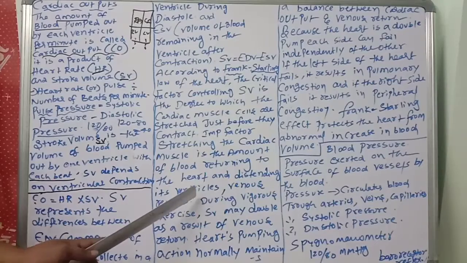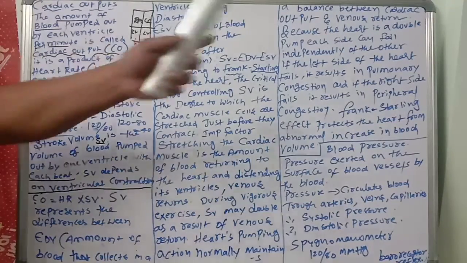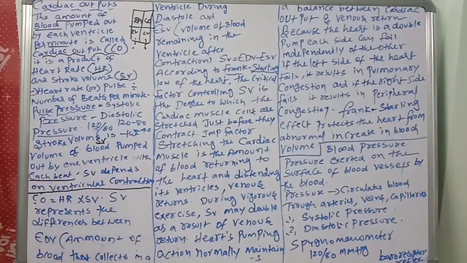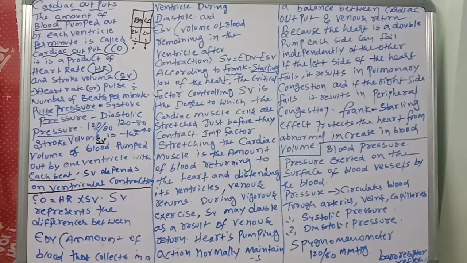Next, venous return. During vigorous exercise, SV may double as a result of venous return. The heart's pumping action normally maintains a balance between cardiac output and venous return. What I am telling you, you have to listen carefully. The heart's pumping action normally maintains a balance between cardiac output and venous return.